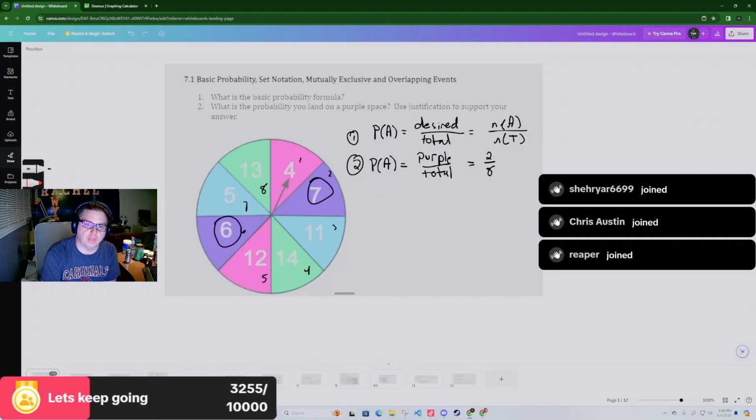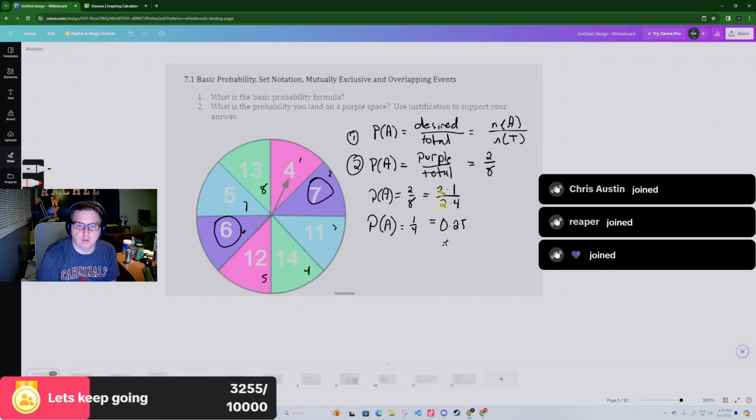So if I simplify that, probability of A is 2 over 8. So I'm going to do 2 times 1 gives me 2, and 2 times 4 gives me 8. There we can see that the 2's here are going to cancel each other out, so that the probability becomes 1 out of 4, which is 0.25. If we times it by 100 or move the decimal 2 places, we're going to get 25%.